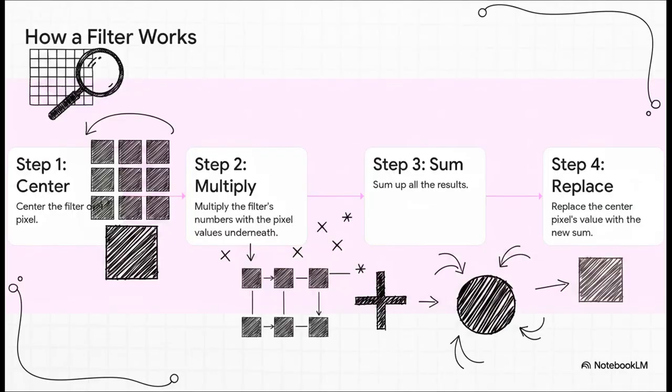The actual process is really straightforward. First, you take this little grid and you center it right over a pixel. Then, you just multiply each number in your filter grid with the image pixel's value right underneath it. You add up all those products, and that final number becomes the brand new value for that center pixel. You just repeat that simple little dance for every single pixel in the whole image.